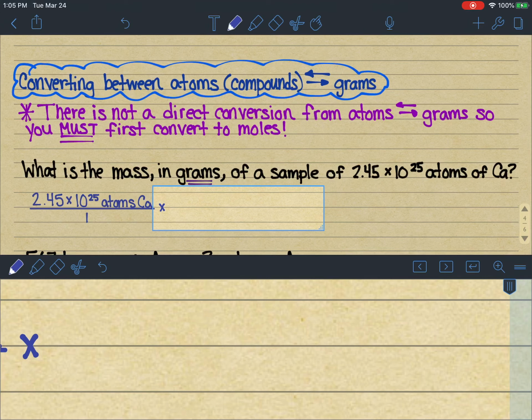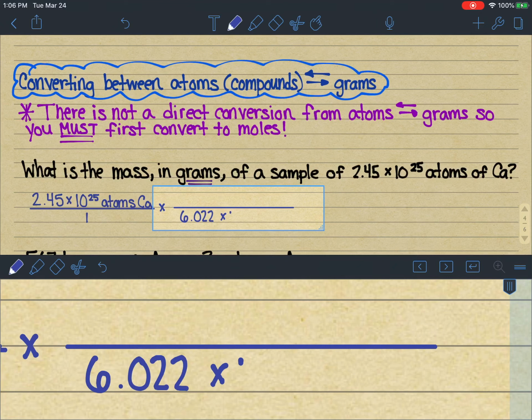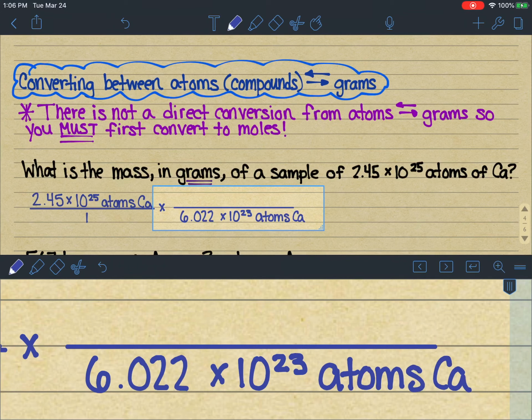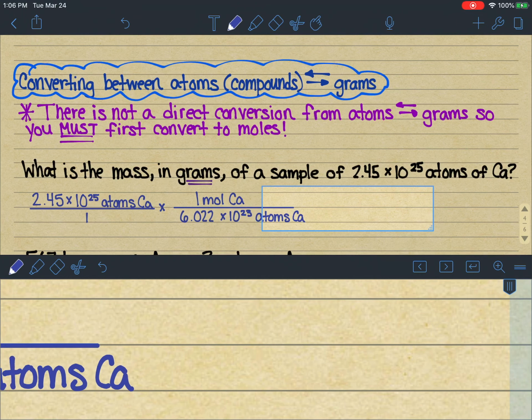This first question asked, what is the mass in grams of a sample of 2.45 times 10 to the 25th atoms of calcium? Having written that over 1, I'm going to now convert over to moles. Again, Avogadro's number, 6.022 times 10 to the 23rd should be a number that is burned into your memory by this point. Atoms of calcium in 1 mole of calcium. Like always, our goal is to make sure that these conversion factors are first and foremost true, but secondly, that they will cancel out the units accordingly.